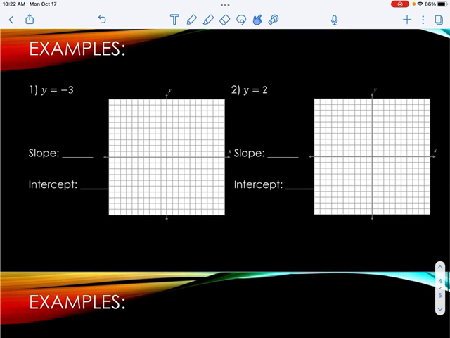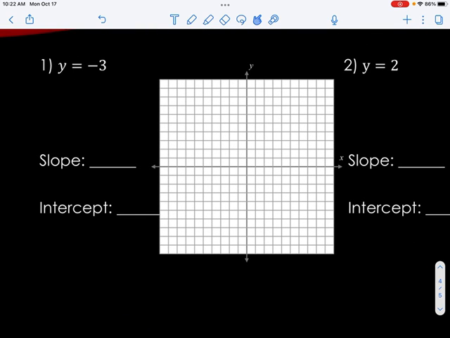All right, so let's try it. So here we go. We're going to start on the first side. I notice that it's y equals -3. There's no x in the problem, so that means my slope is 0. My intercept is -3. It says y equals -3, so 1, 2, 3. I plot my y-intercept, and I draw the horizontal line through the y-intercept.